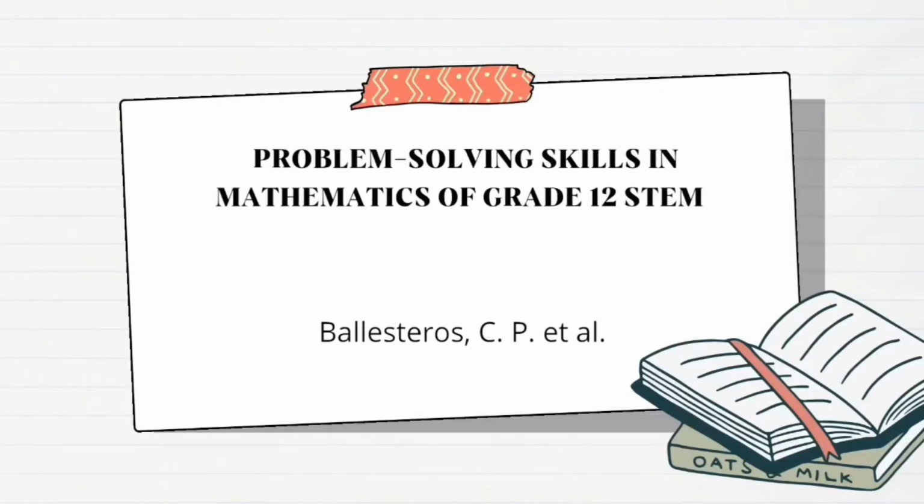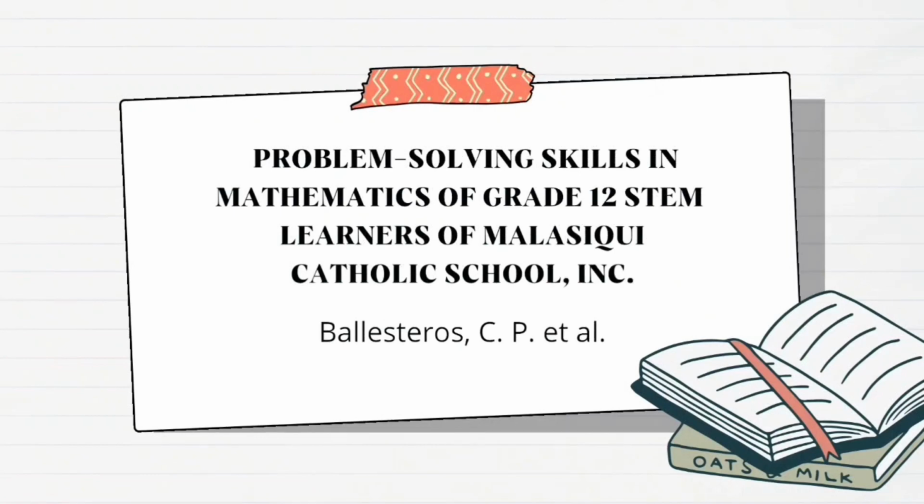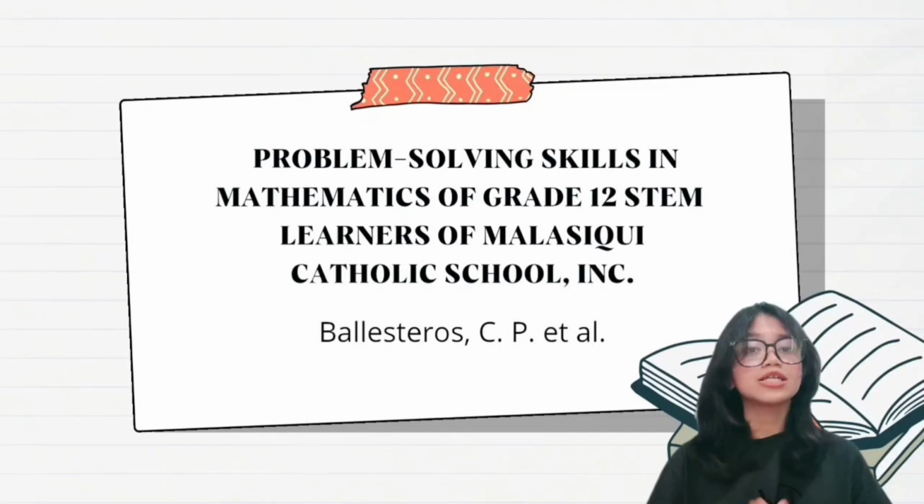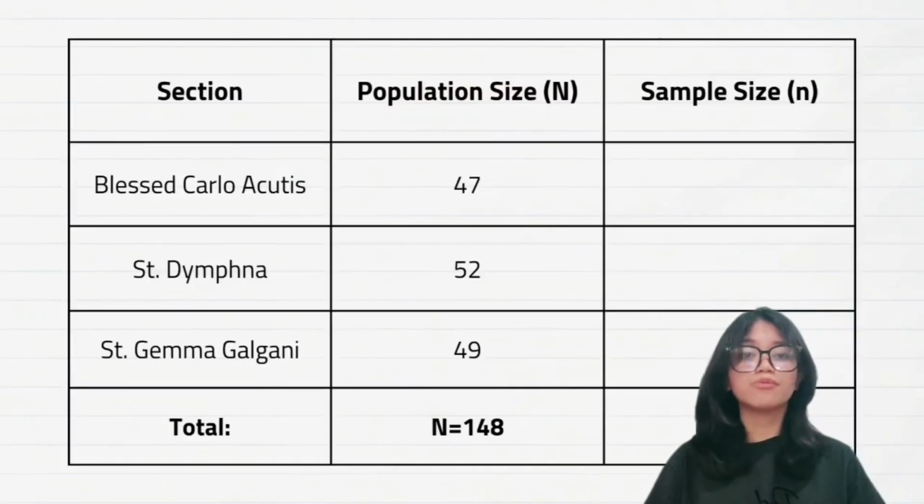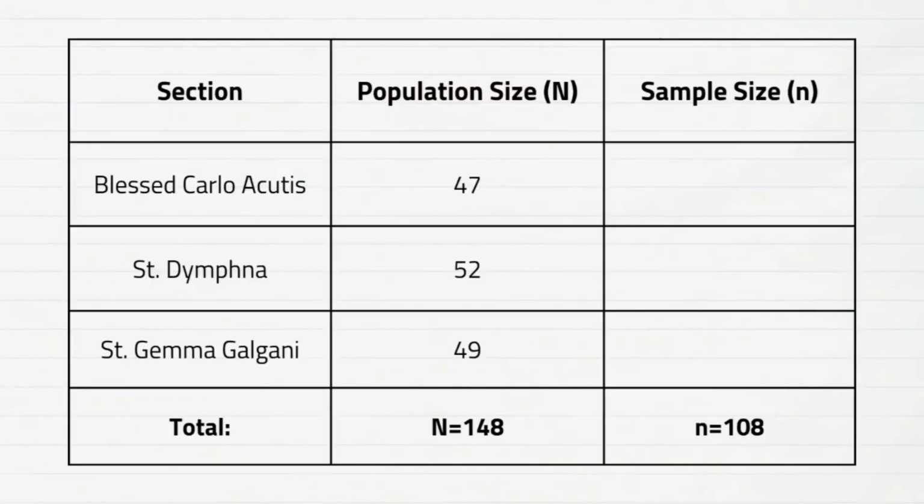Here is another example from the study of Ballesteros et al. entitled Problem Solving Skills in Mathematics of Grade 12 STEM Learners of Malasiki Catholic School Incorporated. The researcher chose grade 12 STEM learners as the respondents. They used stratified random sampling and used Slovin's formula to calculate the sample size from the population size. We have here a population distribution. The table shows the number of respondents equally distributed in each section.